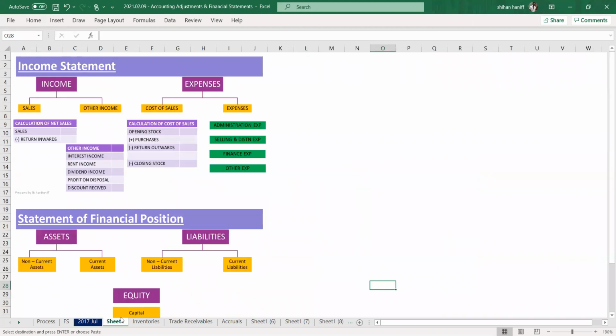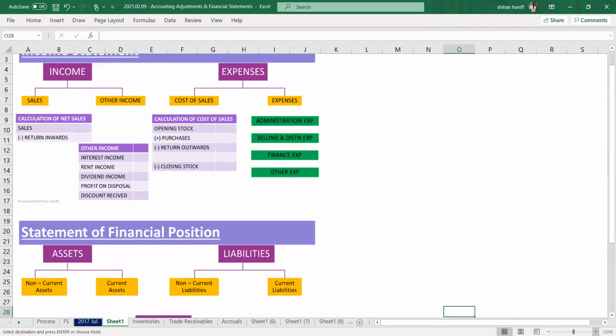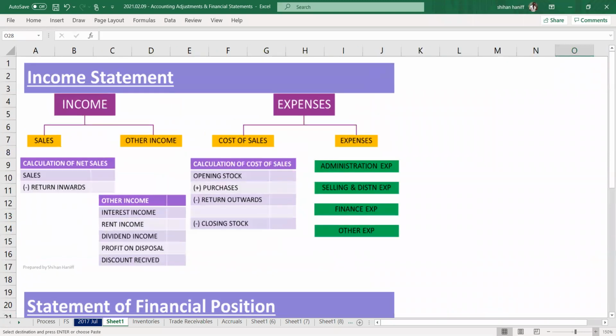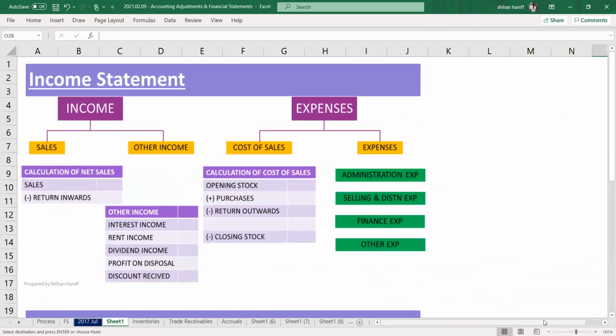Right? So let's check the income statement. This is the income statement. You all can draw this. In the income statement, we have income and expenses.